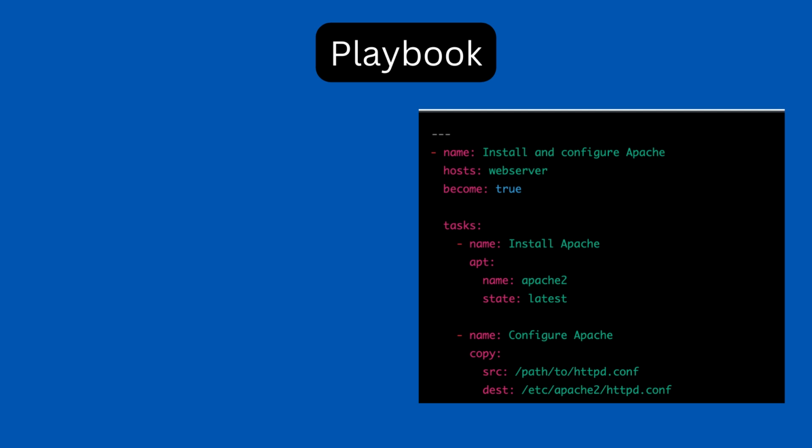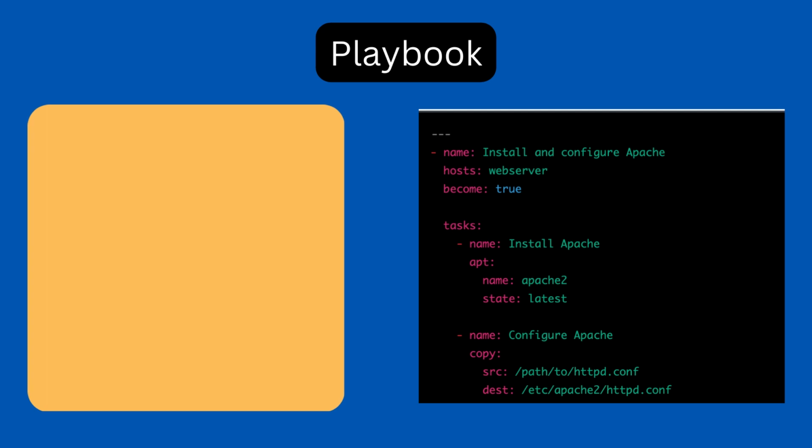Optionally, playbooks start with 3 dashes and then we specify the name key which is used to describe the playbook. So here we have named it install and configure Apache. Next, we will mention the host on which we want to run this playbook. Here, the host is webserver.